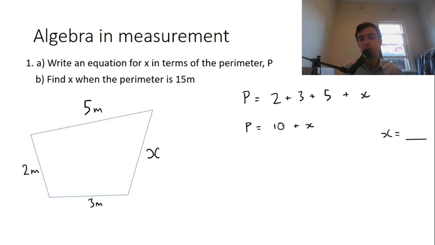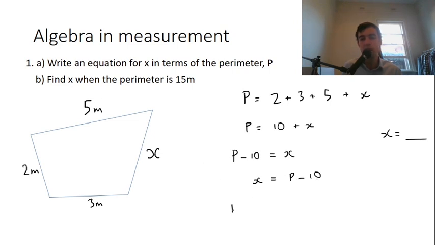So let's get rid of this 10, and we can do that because it's added on, we could subtract it. So we need to subtract 10 from both sides. And we subtract 10 from this side, that gets rid of it. And now we're a lot closer. Let's just write x on the left-hand side so it's clearer. X equals P minus 10. So now we have an equation for x in terms of P.